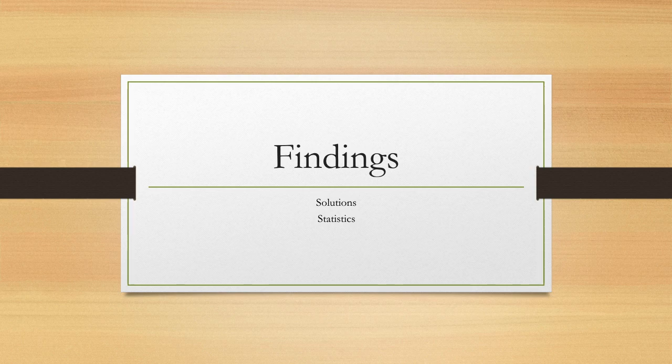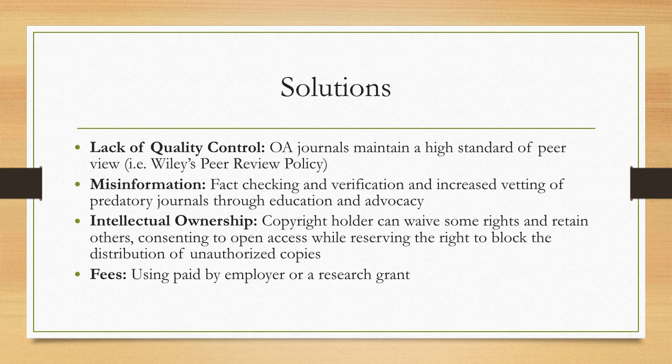Findings, solutions, statistics. Many of the disadvantages with open access also have notable solutions. Lack of quality control is partially a myth. Open access journals do maintain a high standard of peer review. Looking at the review policies from some of the largest publishers details the peer review process, such as Wiley's peer review policy. On to misinformation.